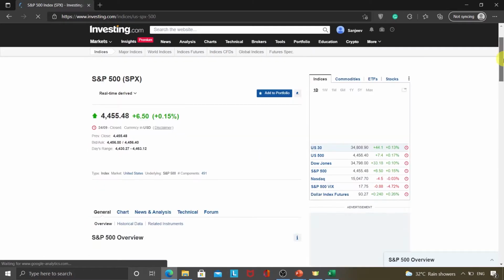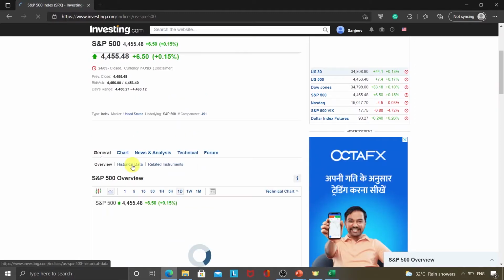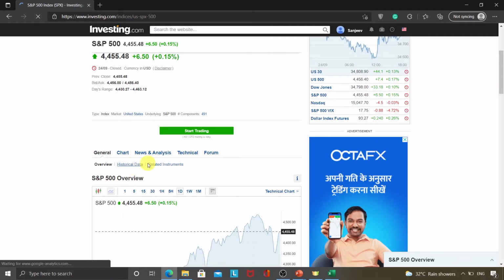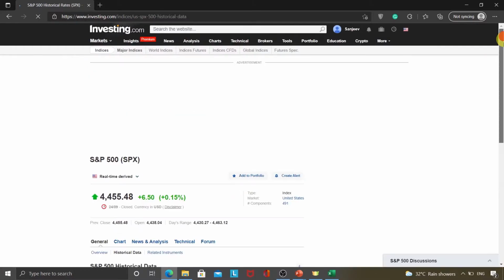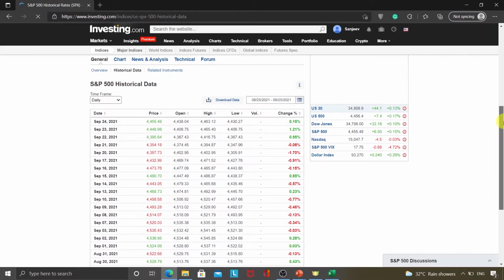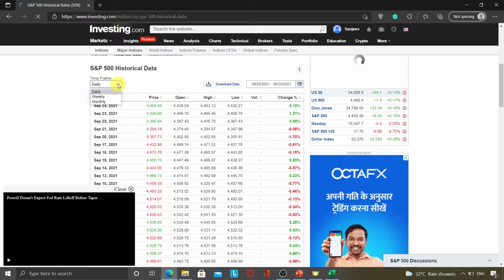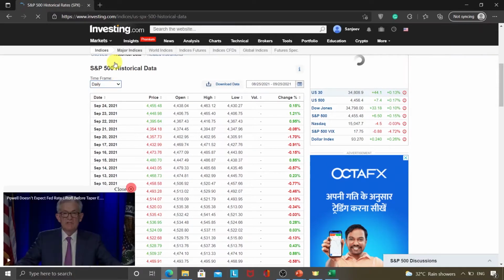If I go down, you can see there is one section which is representing historical data. I shall click on this historical data section, and once I click on it, you can see that these details are given here. Now, this S&P 500 historical data is on a daily basis here, and I would need the details not on a daily basis but on a monthly basis.